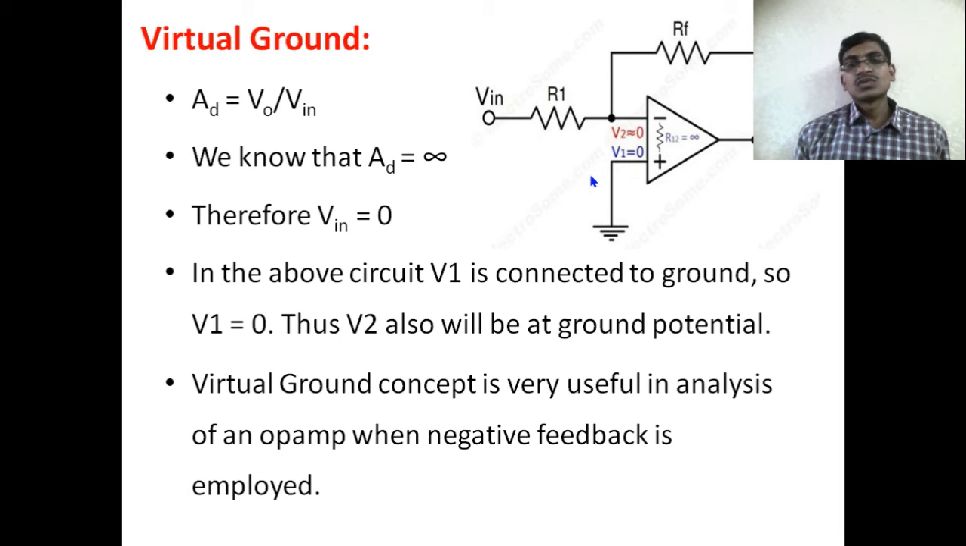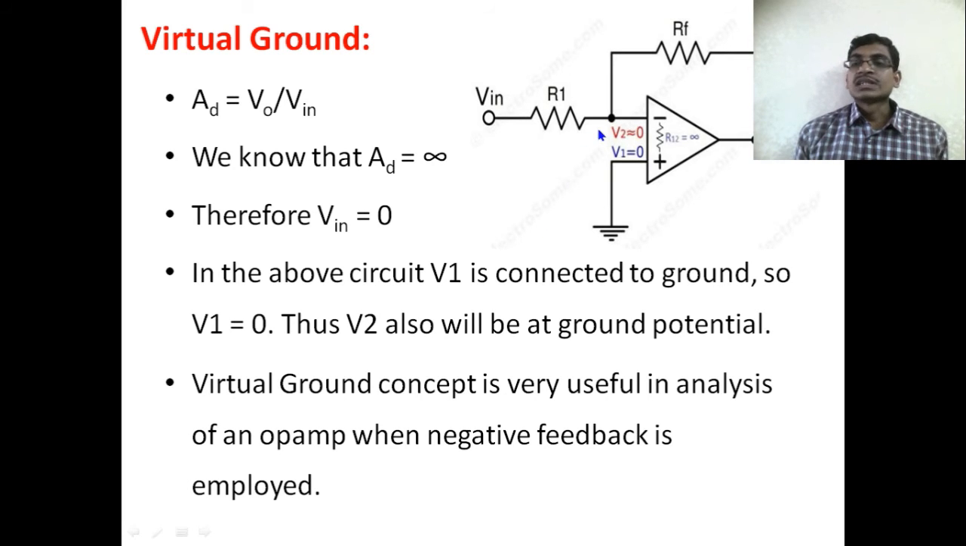The differential voltage is equal to V2 minus V1 or V1 minus V2. In this case, it is V1 minus V2, right? So V1 is equal to 0. Then definitely V2 is also equal to 0 because the VIN voltage is 0 for our operational amplifier. Therefore, definitely the voltage at this particular node is equal to 0, almost 0.